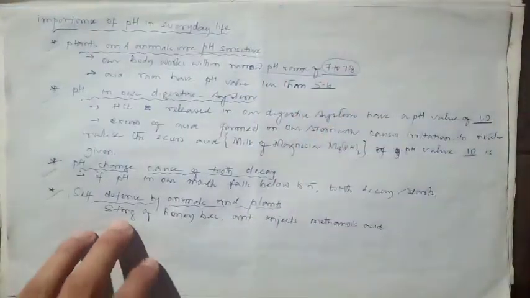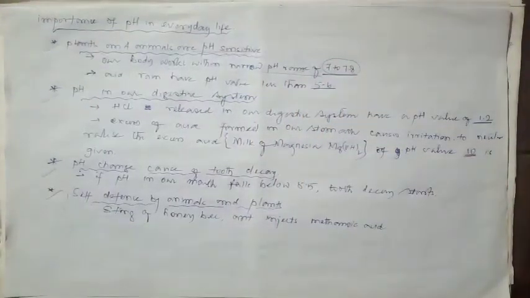Students, our body works within a narrow pH range of 7 to 7.8. That means our body works in a very small or narrow range of pH 7 to 7.8. That means our body can tolerate a pH change of 0.8. If the pH change exceeds 0.8, that can be dangerous.